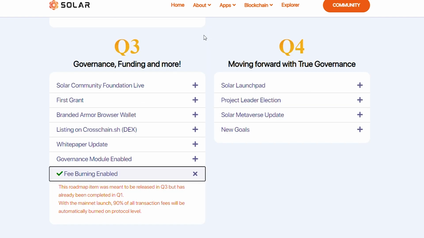Then if we move on to Q3 and Q4 of 2022, in Q3 we've got governance, funding, and more being the primary focus, and then moving forward with true governance. Now, something that I do actually want to really draw your attention to here is the fee burning enabled, which actually has already been ticked off.